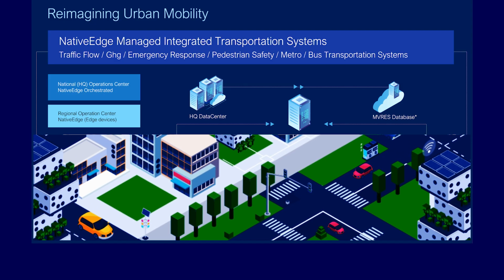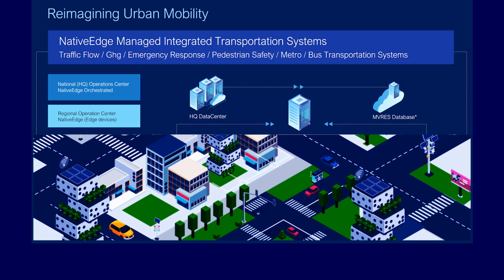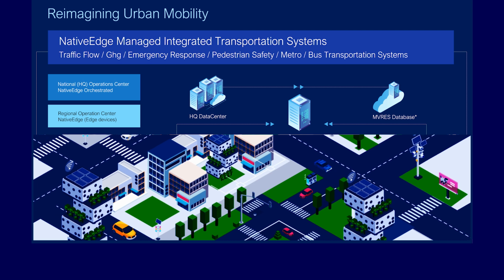So when we look towards what we would call urban mobility and how we can reimagine and re-envision what's happening, we've got fiber delivered all throughout a city, but there are areas that may be hard to get to and add difficulties.